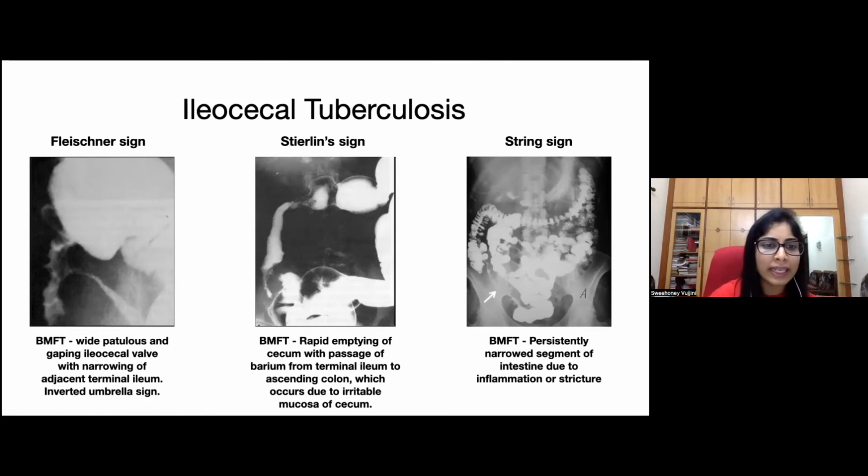Wide patulous and gaping ileocecal valve is seen with narrowing of the adjacent terminal ileum. The second one is the Stierlin sign. Here we can see rapid emptying of the cecum with passage of barium from the terminal ileum to the ascending colon. This occurs due to irritable mucosa of the cecum. The next one is the string sign. We can see a persistently narrowed segment of intestine due to inflammation or stricture.